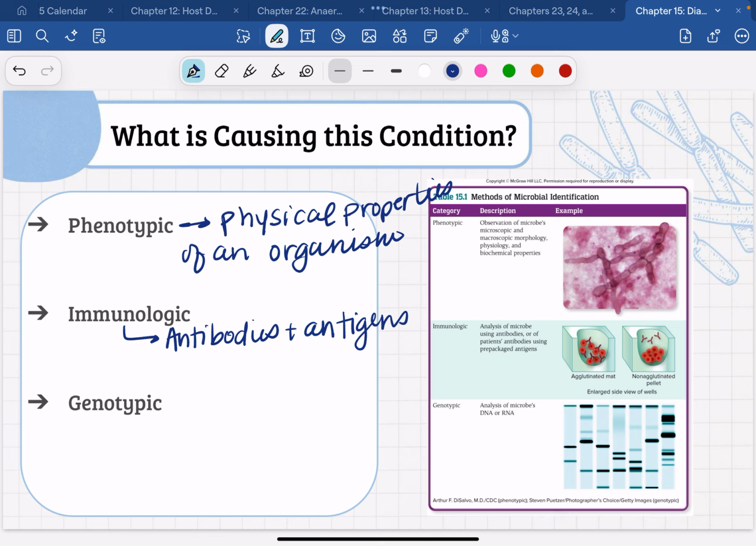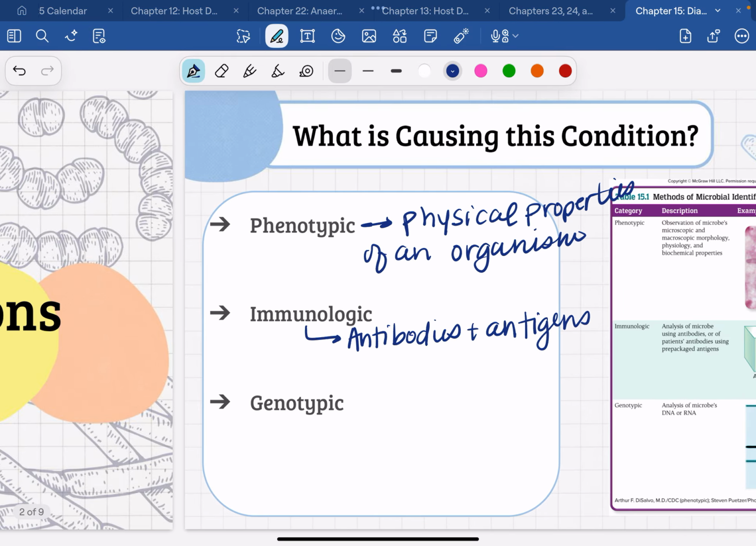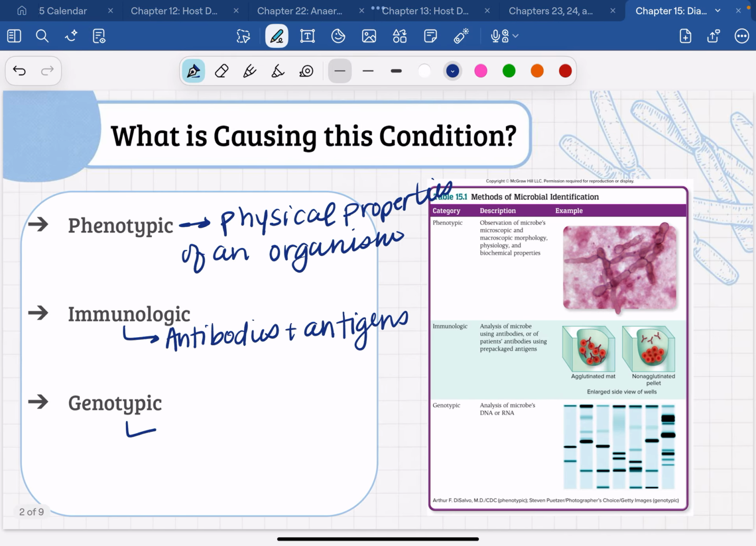And that's what it says right there, analysis of microbe using antibodies or patient's antibodies using prepackaged antigens. And we'll look at that in more specific terms in just a couple of slides. But immunologic testing in general has to do with antibodies and antigens, like the immune system, immunological. And then the third way is genotypic, and genotypic is just looking at the genetic material.